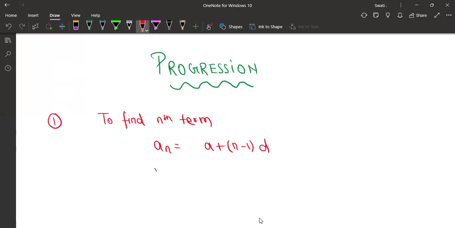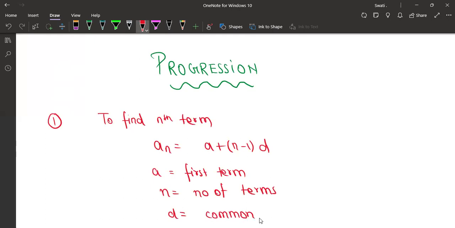I'm just going to tell you what is what. An is of course the nth term. A is here the first term in a sequence, the first term given. N is here the number of terms. How many terms are there? And d here is the common difference. And how do we find out the common difference? By just subtracting the second term minus the first term, or third minus the second, or fourth minus the third, and so on. Okay, so d is our common difference.